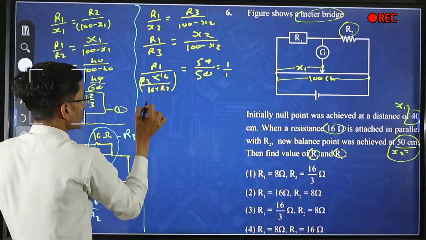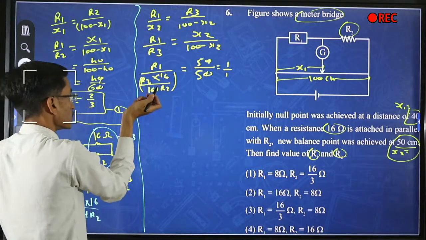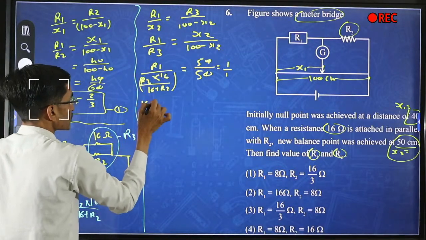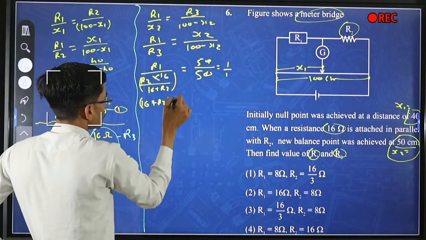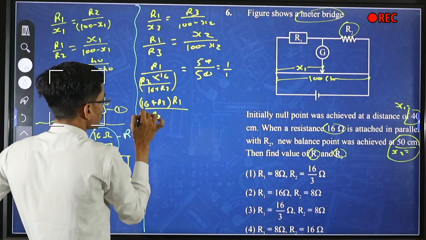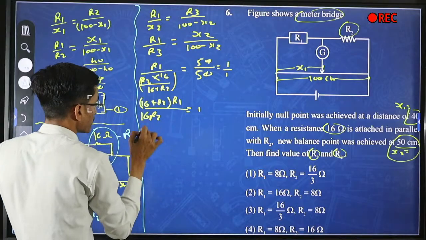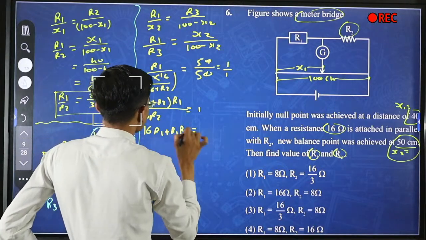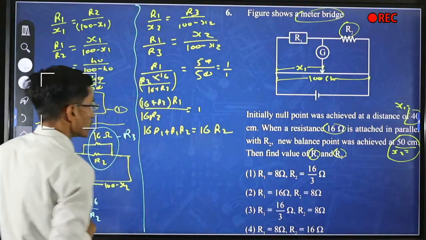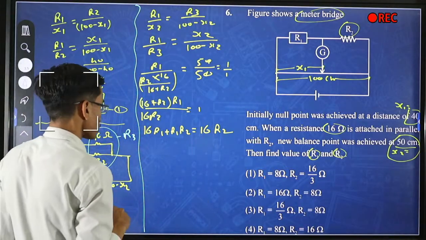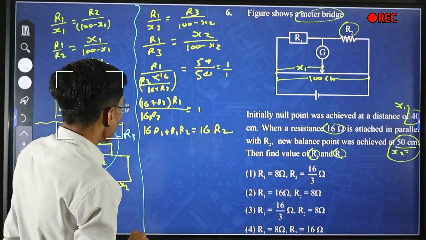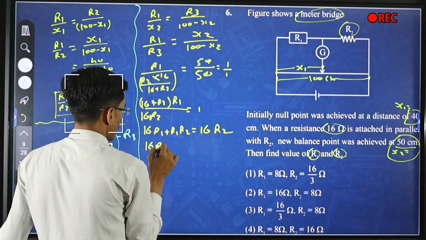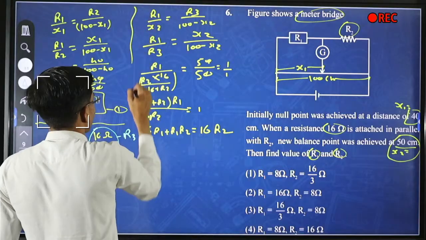So cross multiply: the denominator will go into the numerator. So this will become 60 plus R2 into R1 upon R2 into 60 is equal to 1. So cross multiplication gives 60 R1 plus R1 R2 is equal to 60 R2. Further simplification: let us take R1 common.